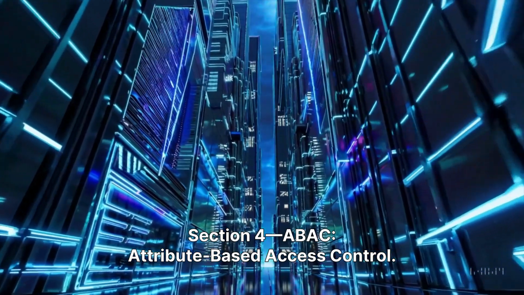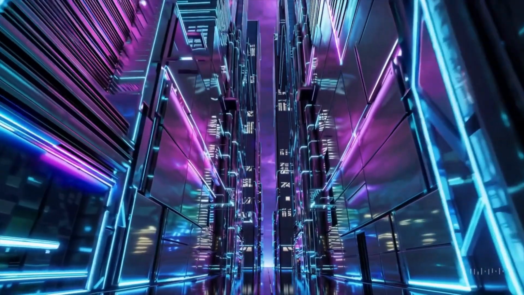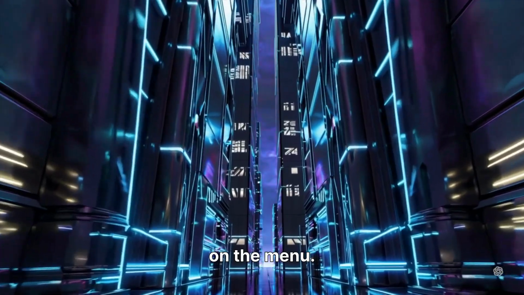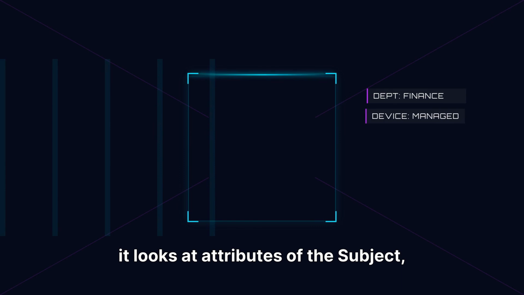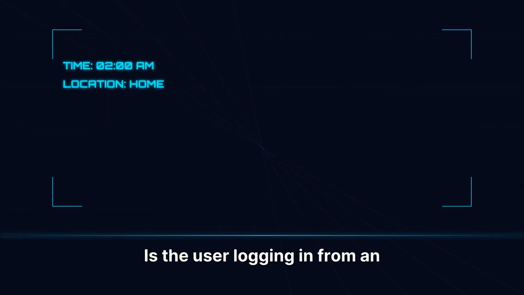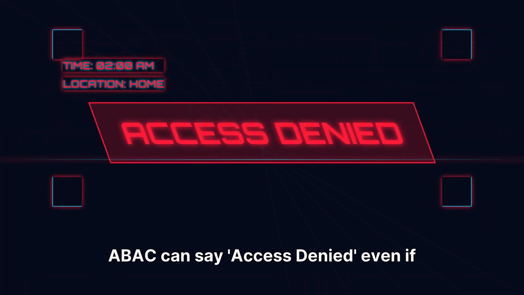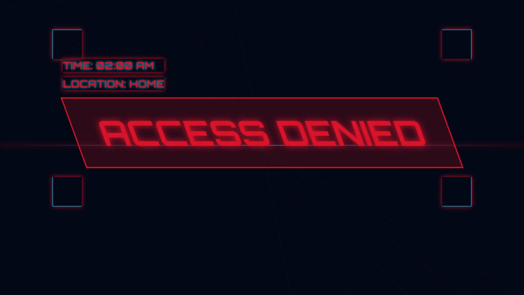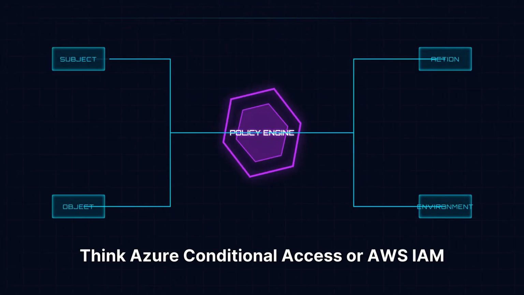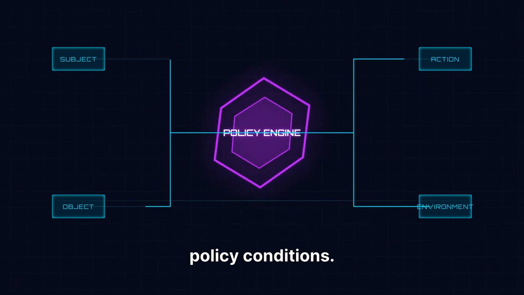Section 4, ABAC, Attribute-Based Access Control. Welcome to Floor 4. This is the most flexible, data-driven model on the menu. ABAC doesn't just look at who you are. It looks at attributes of the subject, the object, the action, and the environment, all in real time. Is it 2 a.m.? Is the user logging in from an unmanaged home laptop? ABAC can say access denied even if you're the CEO based on the context. This is the engine of modern zero-trust architectures. Think Azure Conditional Access or AWS IAM policy conditions.